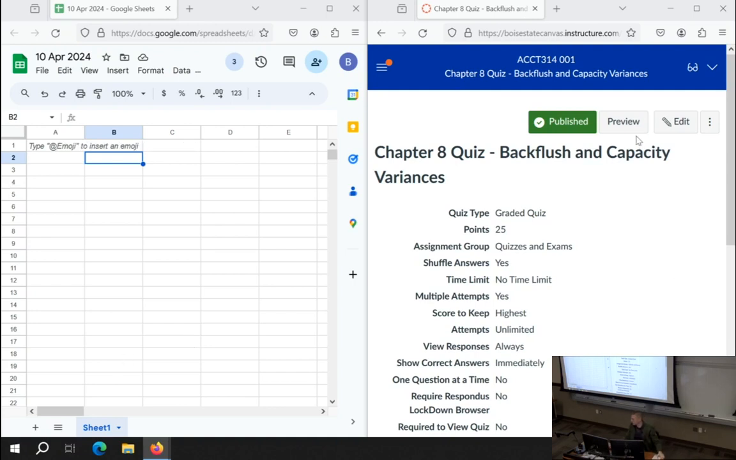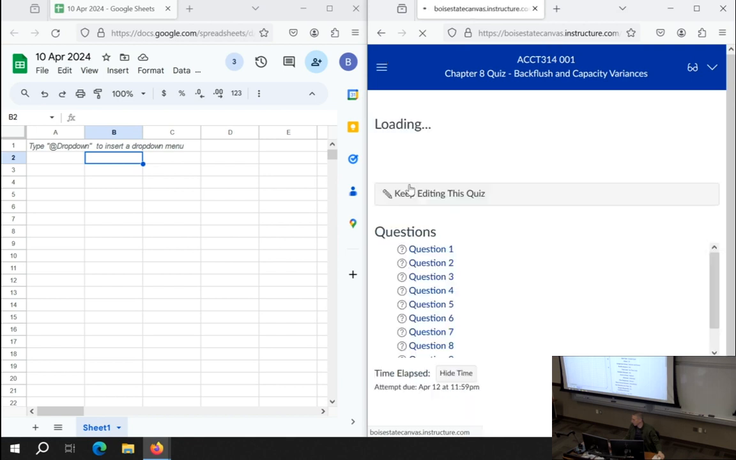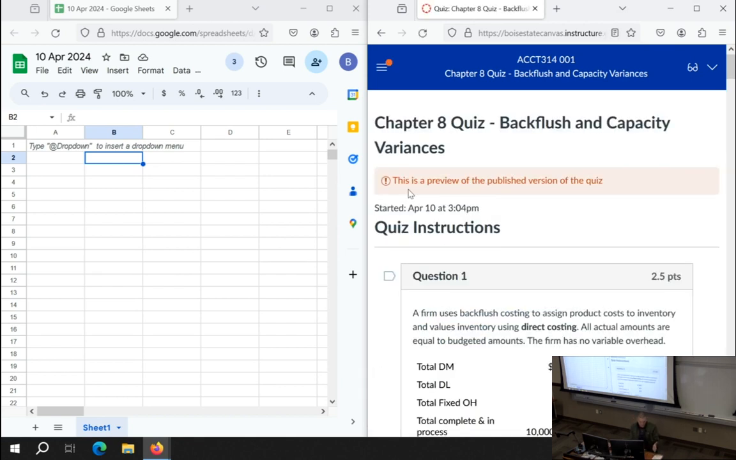All right. Let's start hitting some Chapter 8 questions. We'll go through, make sure we hit direct costing backflush questions, and there are a few varieties of those, and they don't vary all that much, though. And some throughput accounting backflush questions. Very similarly, there are a few varieties, but they don't vary all that much.